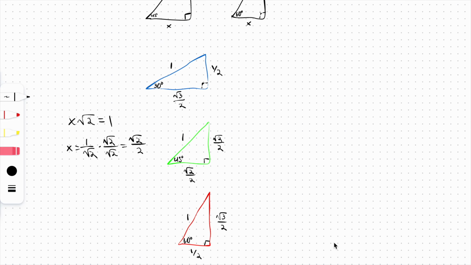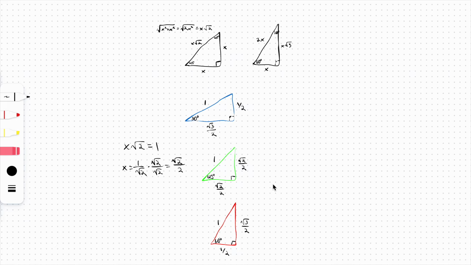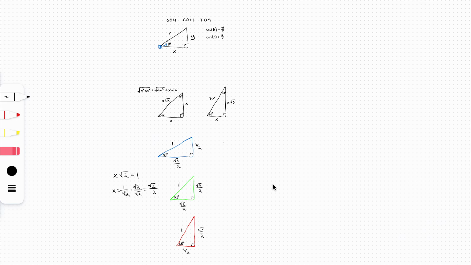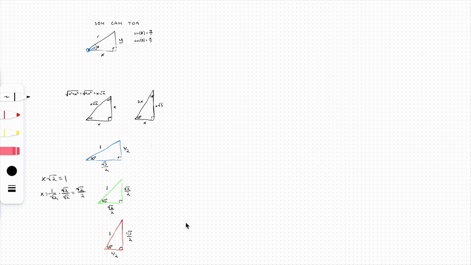And so now you're probably asking, Ryan, you've kind of gone all over the place. You've talked about some special right triangles. You've talked about some trig ratios, and now you're doing those special right triangles again. And we have this hypotenuse of 1 at all points, for all these triangles. What are you doing? It'll all make sense in a second.